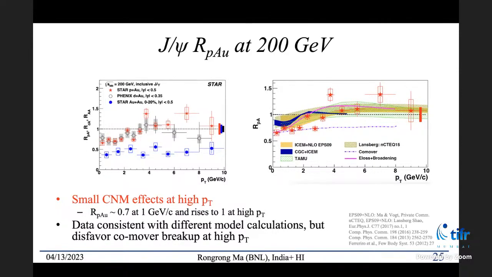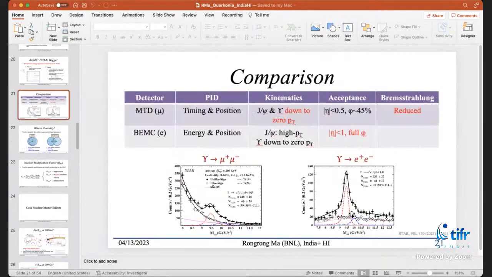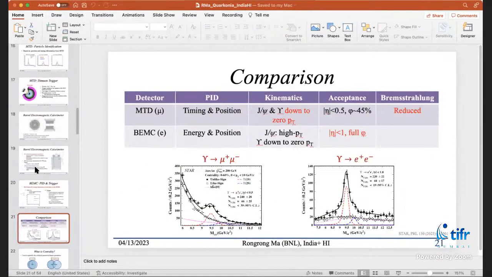So another naive question I have is about this MTD acceptance. Is this due to fewer modules, or why? I mean, this acceptance is smaller for the MTD.